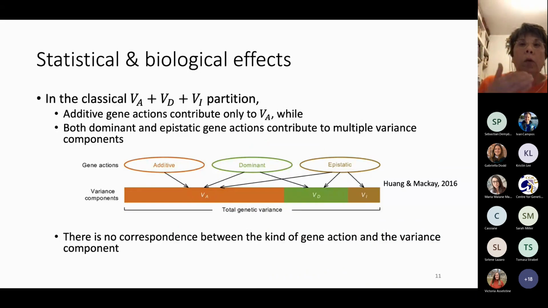Because if, in addition to the effects, we look at the variance components, we will see that additive gene action contributes only to the additive variance. If we look at the dominant effects, they are in the additive variance, but they are also in the dominance variance. And the epistatic effects are everywhere: in the additive variance, in the dominance variance, and also in the epistatic variance. So there is no correspondence between the kind of gene action and the variance component.